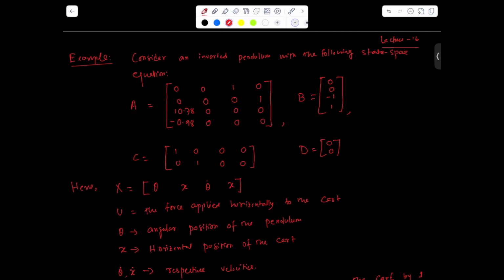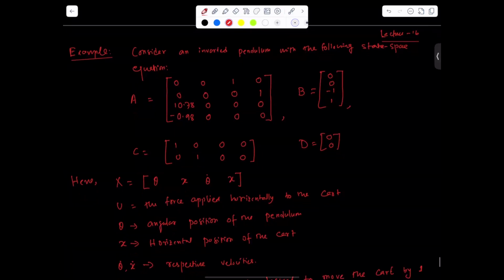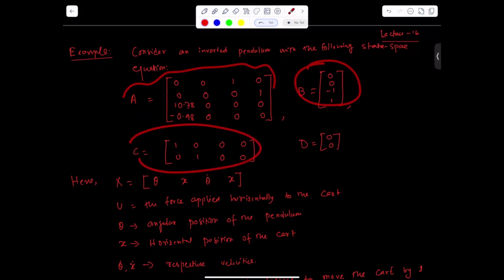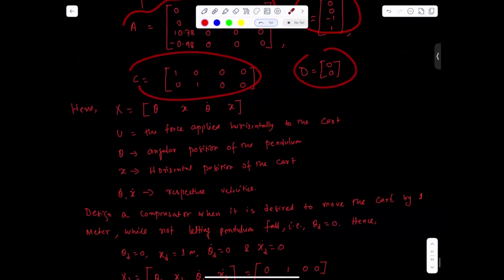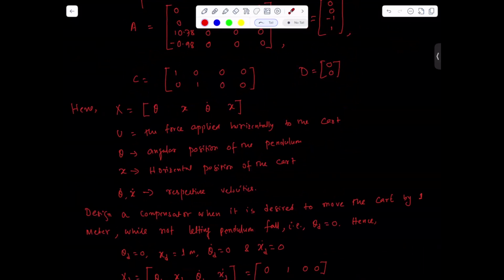In this lecture, we'll be doing the problem and also the MATLAB simulation. Here we're going to take the same example from lecture number 14, the pendulum-cart system. If you remember, we have the dynamics in state space form, with the A matrix, the B matrix, the C matrix and the D matrix.